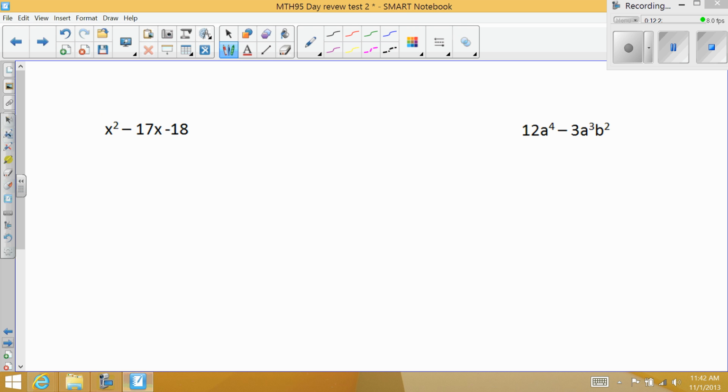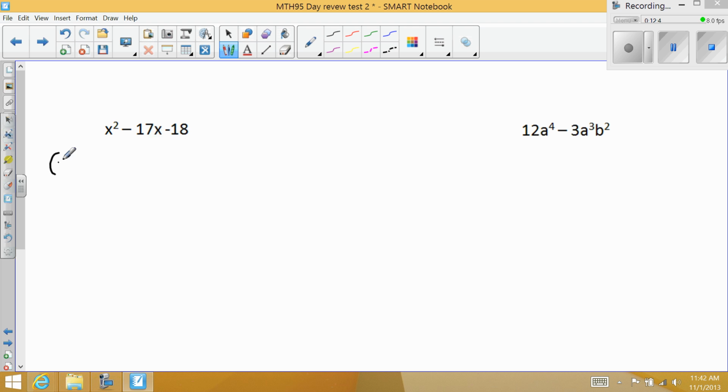Okay, now we're changing directions. Now we're going to unmultiply. So this is the factoring. We've got a couple of different factoring techniques, one of which is guess and check, which I think is what I'll try on this one. My trinomial here has a leading coefficient of 1, so I don't think this one's going to be too complicated.